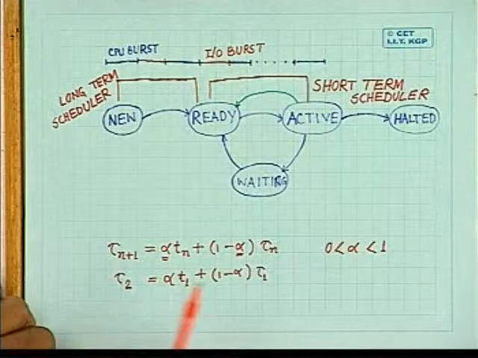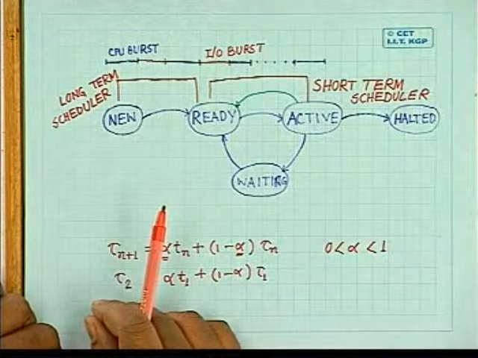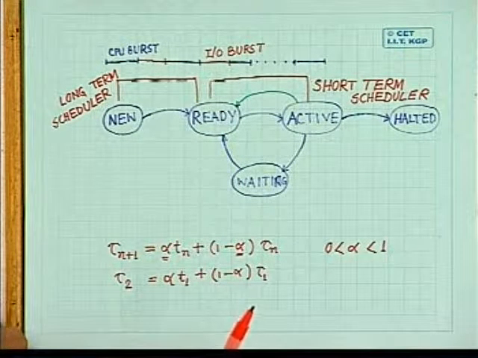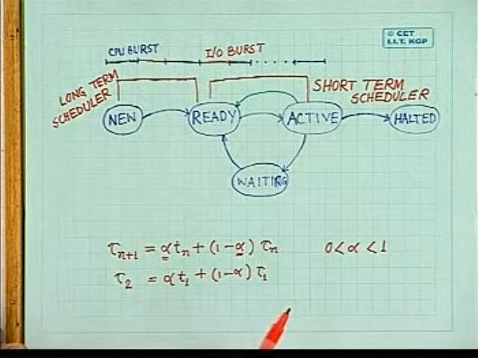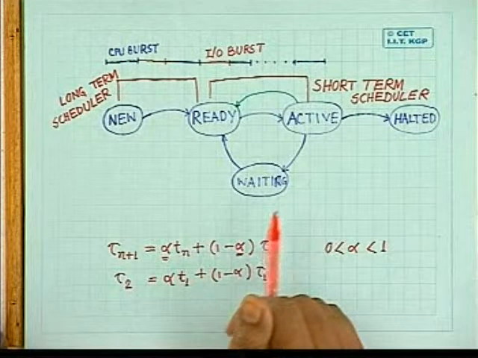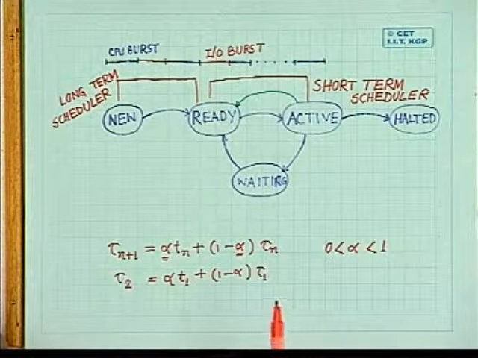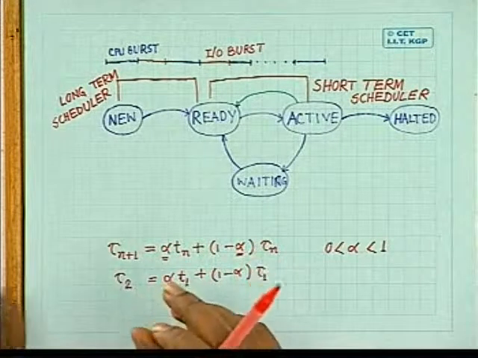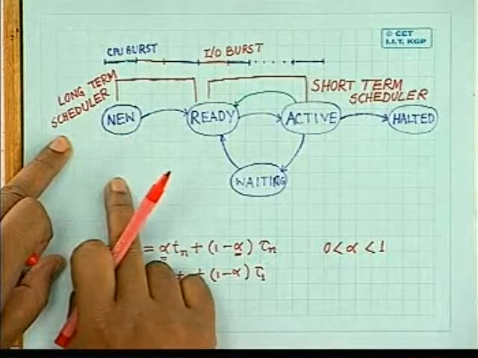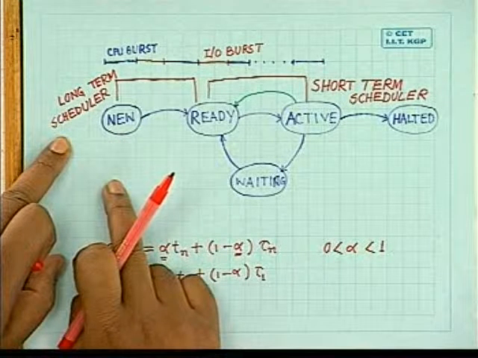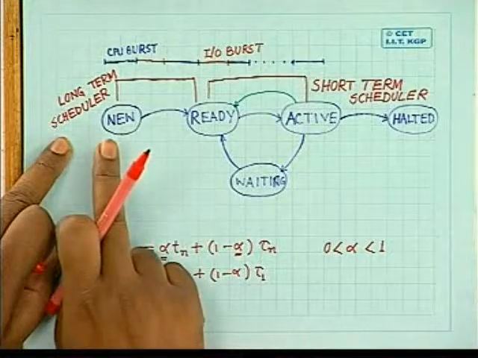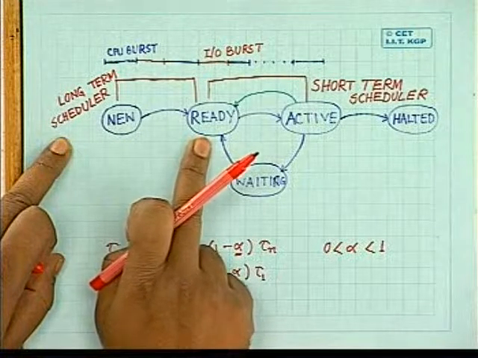Okay. Now, as I said, in the ready queue, I don't want all the jobs to be CPU bound or all the jobs to be IO bound, because in that case, one of the resources will become idle. Okay. So in the ready queue, I should have a proper mixture of the CPU bound jobs and IO bound jobs. And that will be the responsibility of this long term scheduler to decide that if there are many jobs in the new queue, many jobs which are in the new state, out of those jobs, what are the jobs which should be pushed into ready state?